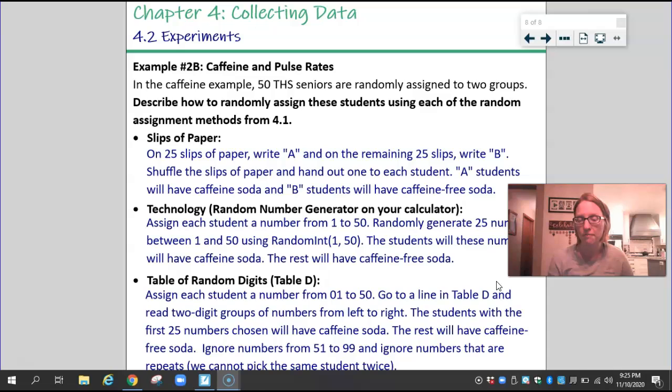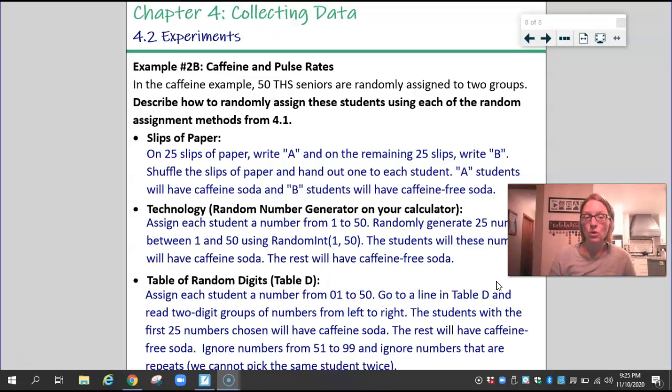Notice that there are 2-digit numbers beyond 01 to 50, so if I get a number from 51 to 99, I'm going to need to ignore it. I'm also going to need to ignore any repeats or duplicates. So for example, if I already chose person 16 and I come to another 16 in the line, I'm going to have to ignore the second 16. I can't choose the same person, the same student, twice.